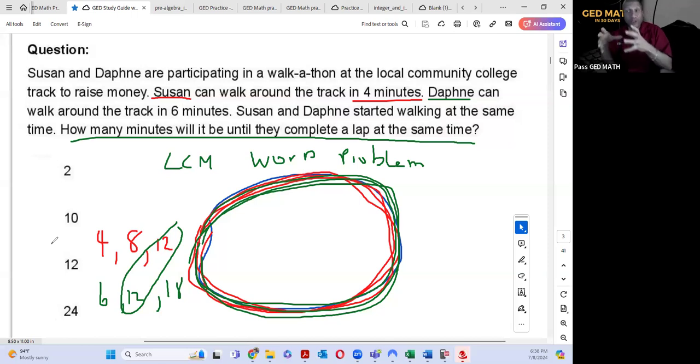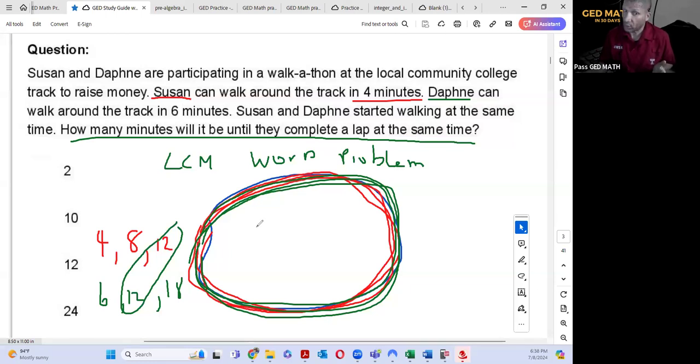So this is how we know. So now you see the pattern: 4, 8, 12. You see it's a multiple of 4 and a multiple of 6. So we want to use the concept, the least common multiple. Now, I don't like this question, and this is why. How many minutes will be until they complete a lap at the same time?